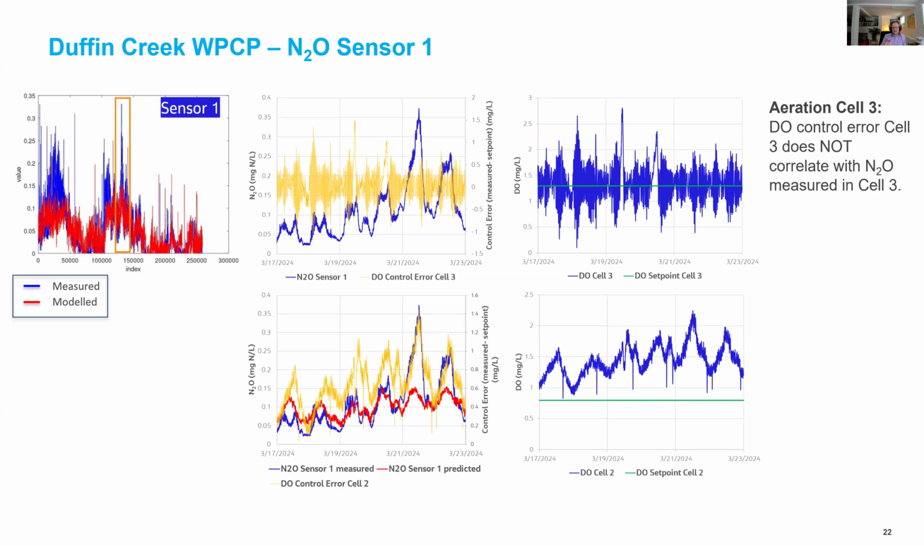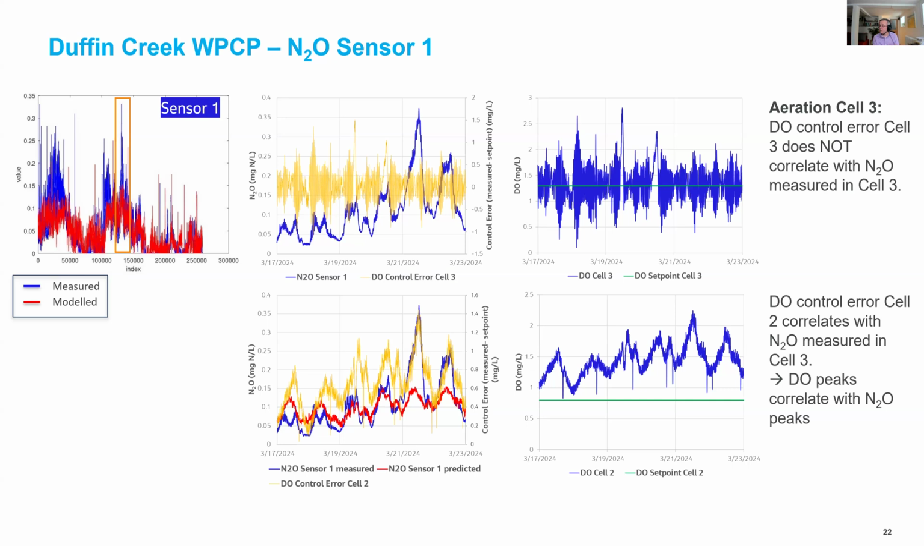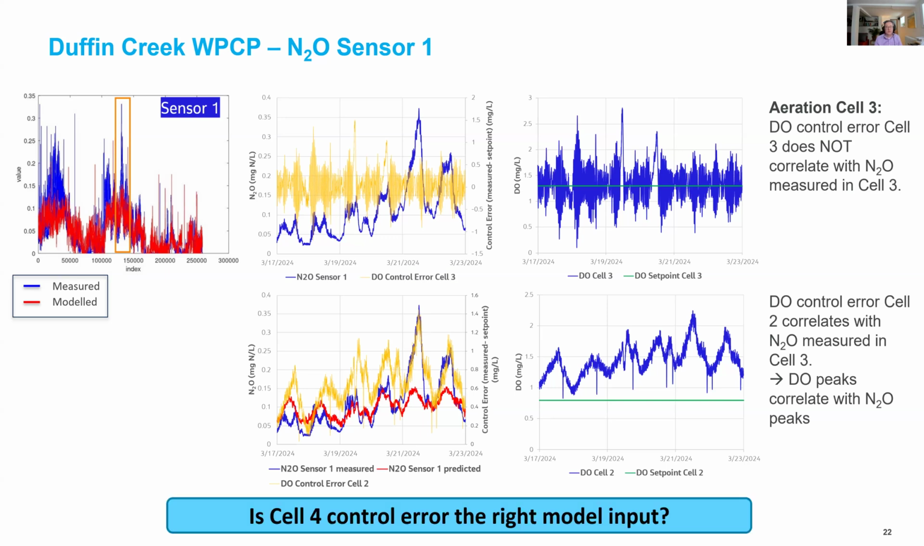Keep in mind that the red, the predicted, is still based mainly on the DO error in cell 4, right? So we didn't change the model here. But you can see that there's something different, right? And you see it's still higher than the DO set point. So you clearly could see that there is a correlation. It's not cause and effect.